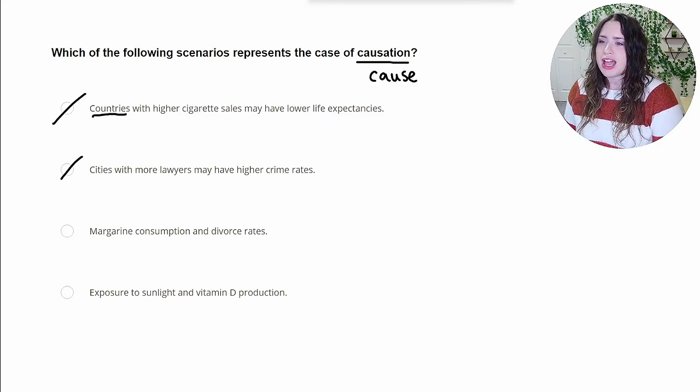Margarine consumption and divorce rates. Now, these ones, I don't even really see a connection between them at all, so no.